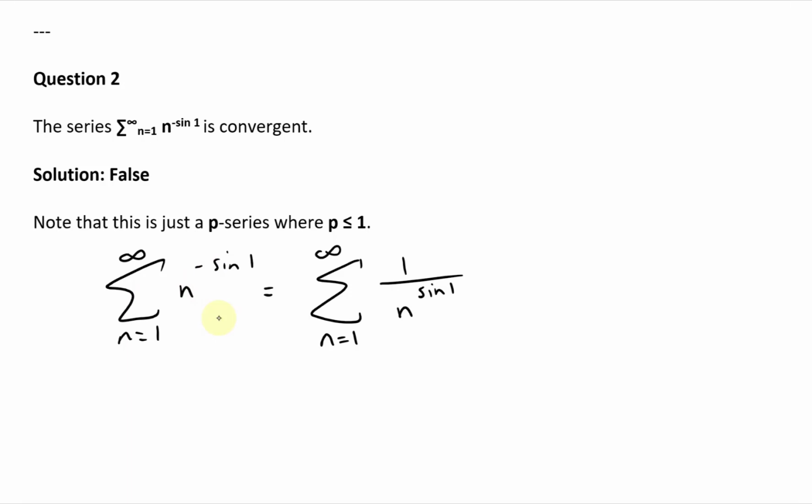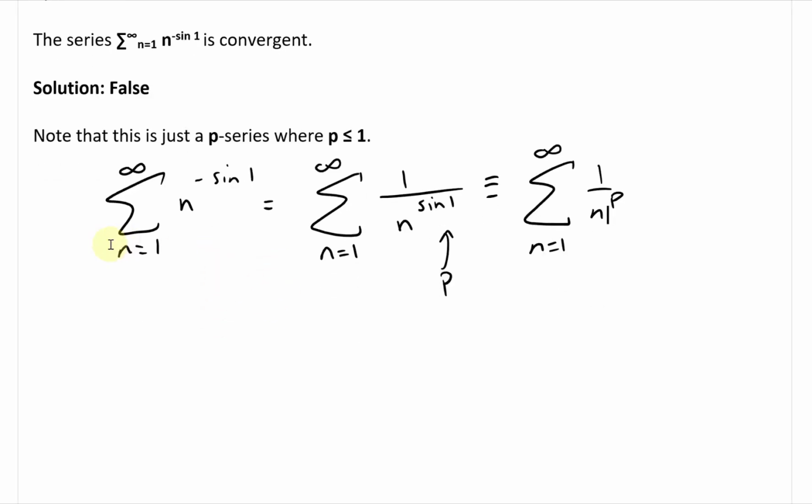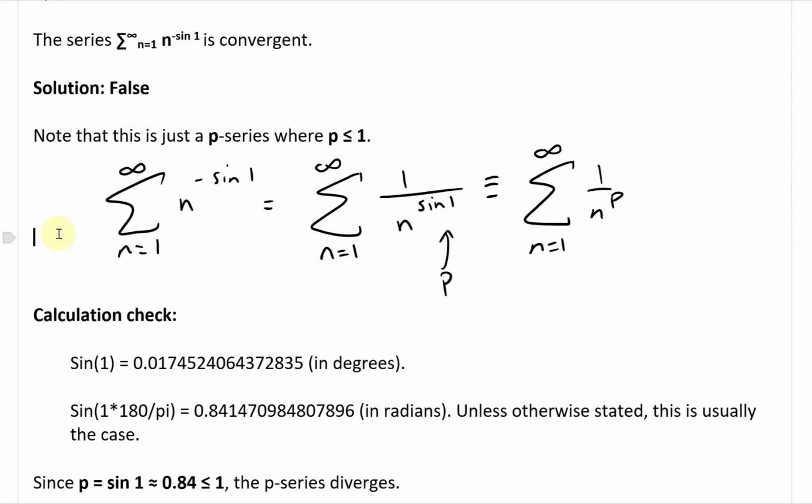And so this one right here is just p. So that's just our p. Yes, in other words, this is the equivalent of a p-series from n equals 1 up to infinity of 1 over n to the power p, where p is equal to sine of 1. So then we need to determine the value of sine 1 and use the p-series test.